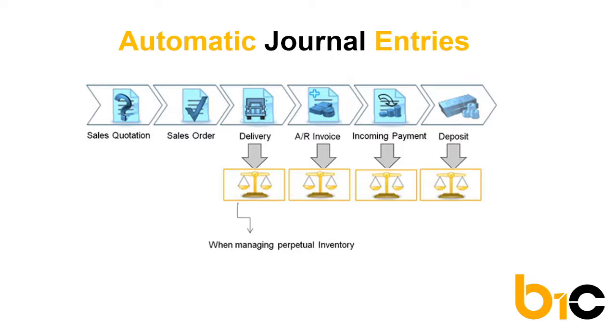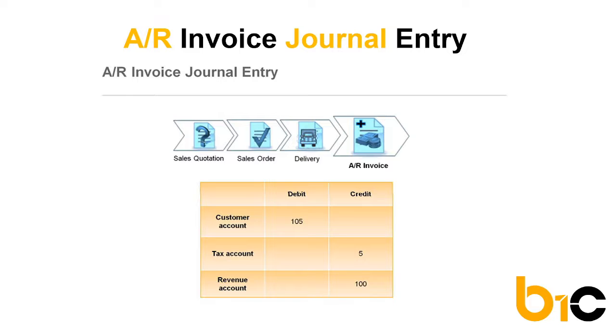So starting with the sales quotation, it is converted to sales order, then delivery, then to AR invoice, then to incoming payment by payment means and deposits. So these are the documents. In SAP Business One, a journal entry is automatically posted for many documents during the sales, purchasing, and inventory processes.